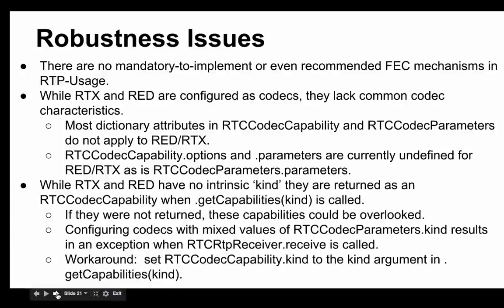The other issue which came up when we were talking about kind is that these things, FEC, RTX, and red, don't have an intrinsic kind. And so you should probably get them back when you call get capabilities with any kind. They'll come back, and so you do want to return them. But you probably ought to return them with the kind that was asked for, or else it could get weird because you could have mixed values of kind. And if you call receive or something, you could get an exception. So that's, I think, the issues that we know about relating to this at the moment.